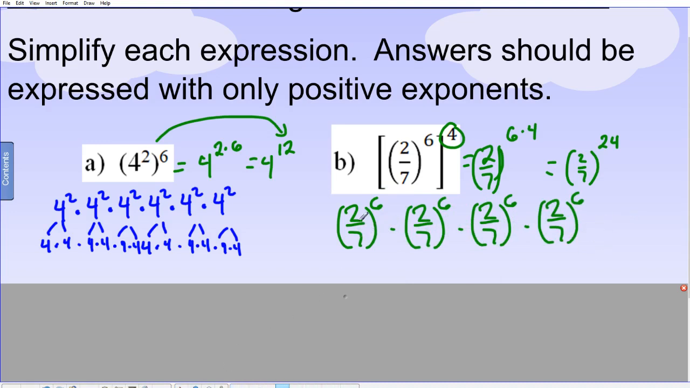Okay? And then each of these, I would take 2/7 and break it down to be 6 of them. 6 here, 6 here, 6 here. Well, 6 four times is 24. That is my simplified final answer.